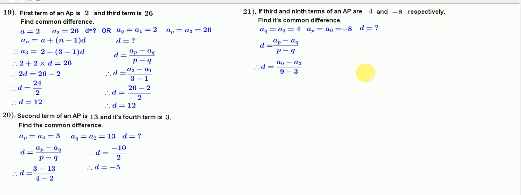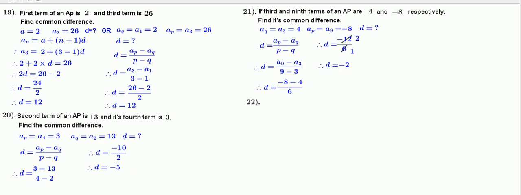What is the value of A9? A9 is equal to minus 8. A3 is equal to 4. Substitute, that is D is equal to minus 8 minus 4 by 6. As you know, minus 8 minus 4 is equal to minus 12. Therefore, D is equal to minus 12 by 6. 6 ones are 6, 6 twos are 12. Therefore, D is equal to minus 2.